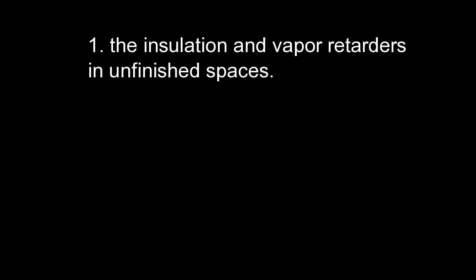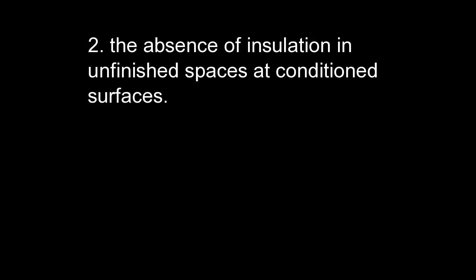B. Describe: 1. The insulation and vapor retarders in unfinished spaces. 2. The absence of insulation in unfinished spaces at conditioned surfaces. 11.2 The inspector is not required to disturb insulation or vapor retarders. B. Determine indoor air quality.